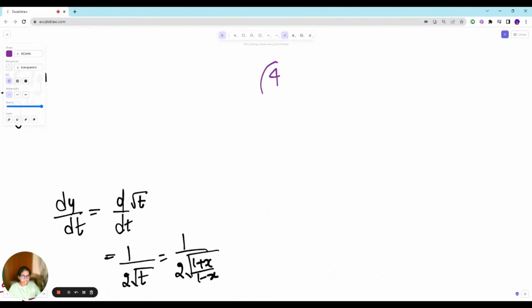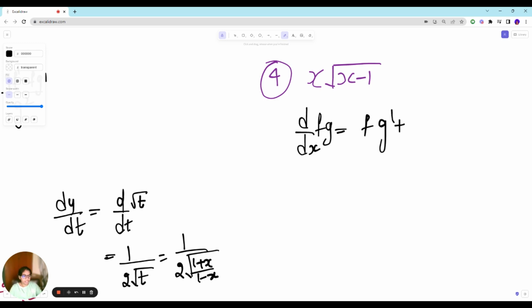Find the derivative of x times square root of x minus 1. How do you solve this? We cannot use the sum rule here, we cannot use the difference rule. Clearly we have x into square root of x minus 1. When you have a product, which rule do we use? We use the product rule. What is the formula for the product rule? d by dx of fg is equal to what? f g dash plus g into f dash.